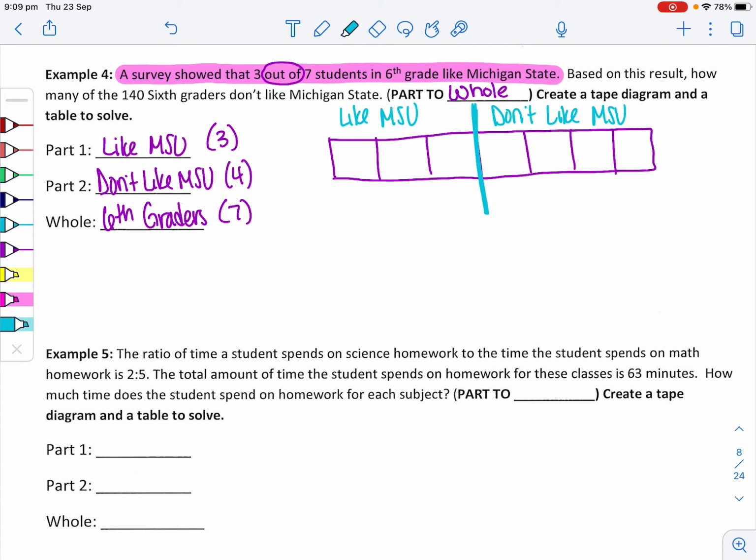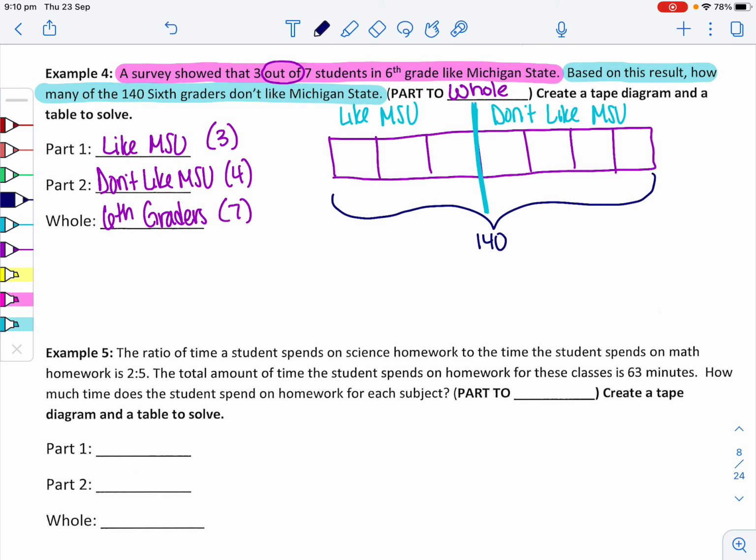So the next one says, based on this result, how many of the 140 6th graders don't like Michigan State? Well, they told me 6th graders. That means that that's the entire tape diagram. Okay. So that 140 makes up the entire tape diagram. So I'm actually going to divide by 7. 140 divided by 7 is 20. That means that each of these boxes is 20.